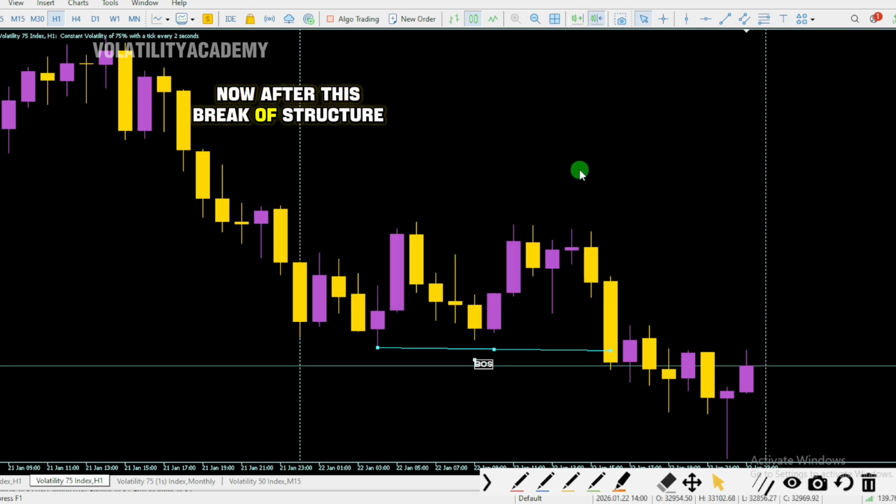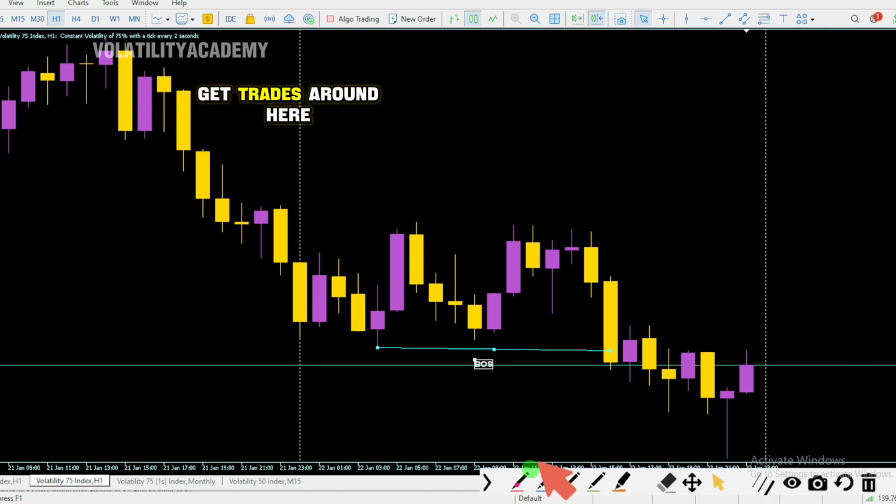Now after this break of structure, how do we get a trade? I see many people trying to get trades around here. I don't do that. It's not my trading style at all.